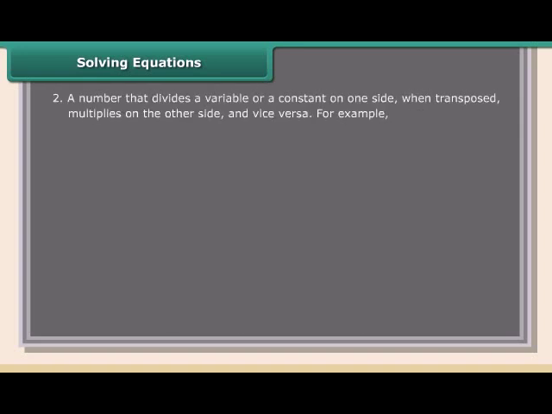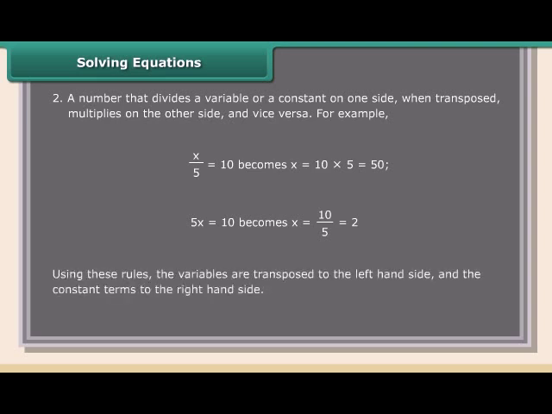2. A number that divides a variable or a constant on one side, when transposed, multiplies on the other side, and vice versa. For example, x upon 5 = 10 becomes x = 10 into 5, which is 50. 5x = 10 becomes x = 10 upon 5, which equals 2. Using these rules, the variables are transposed to the left-hand side and the constant terms to the right-hand side.